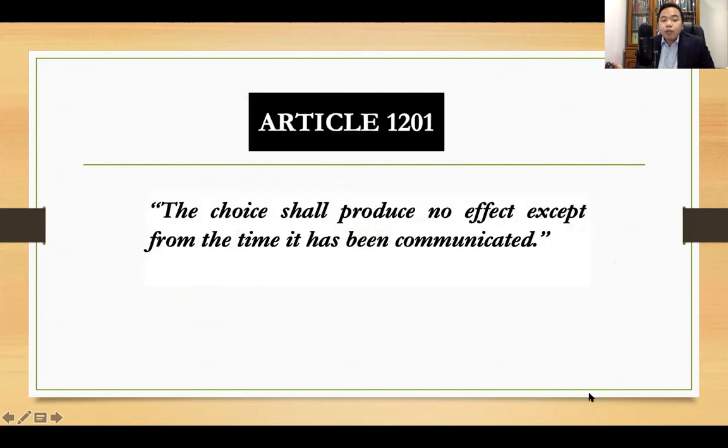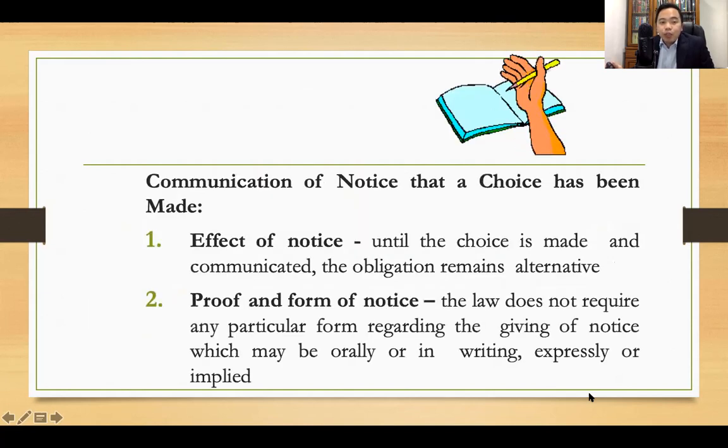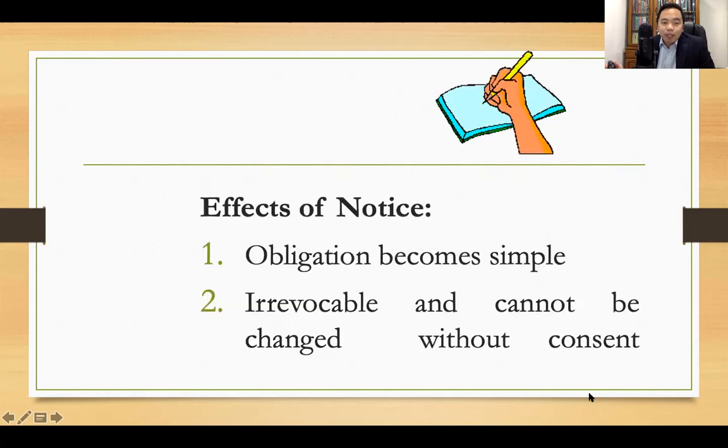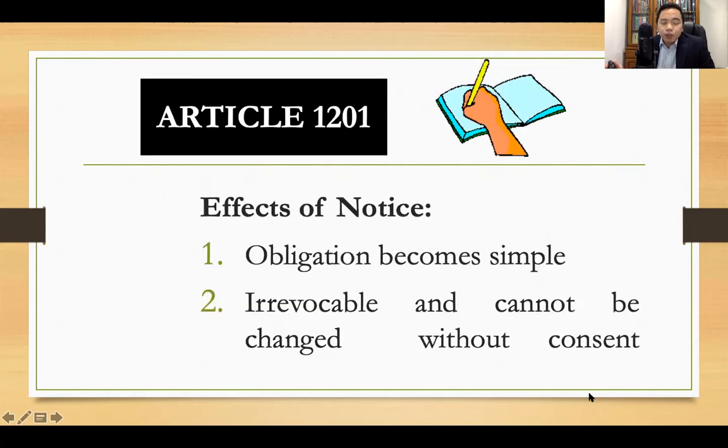Now, Article 1201. The choice shall produce no effect except from the time it has been communicated. So under Article 1201, there must be communication of notice that a choice has been made. The effect of notice: until the choice is made and communicated, the obligation remains alternative. Proof and form of notice. The law does not require any particular form regarding the giving of notice, which may be done orally or in writing, expressly or implied.